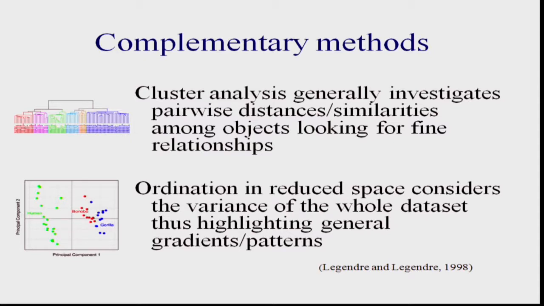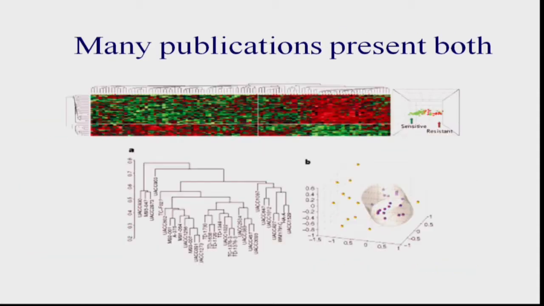These are very complementary approaches, because with cluster analysis, you're looking at the pairwise distances and similarities between objects. In ordination, you're looking at the variance of the whole data set to highlight trends and gradients and patterns through the data. And some publications present both.